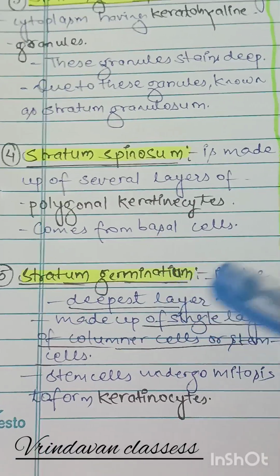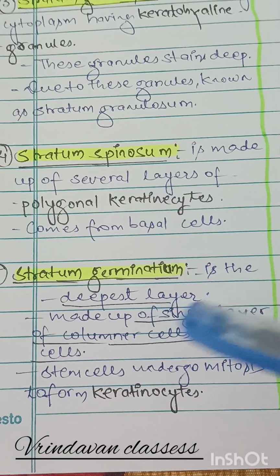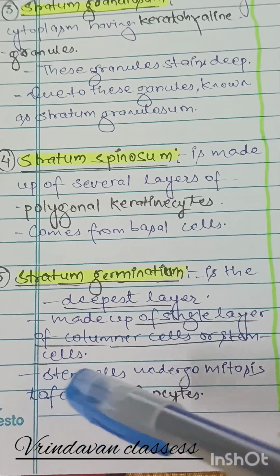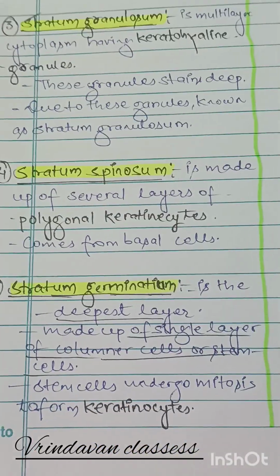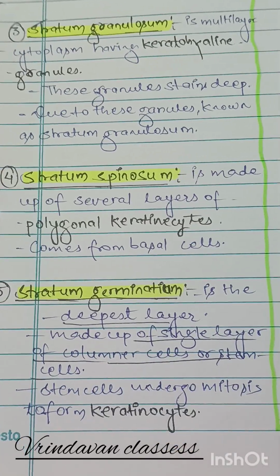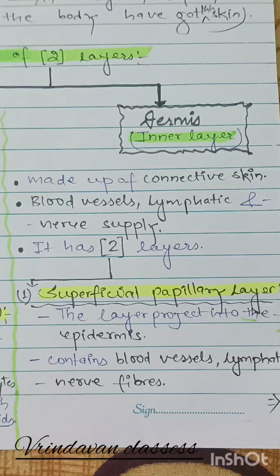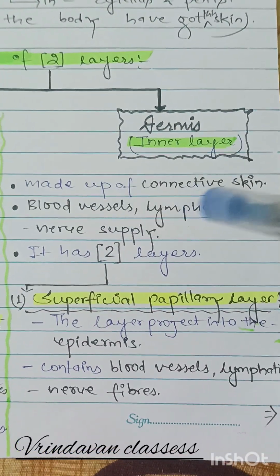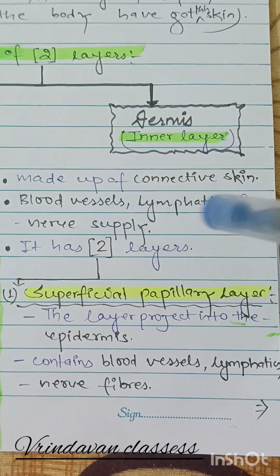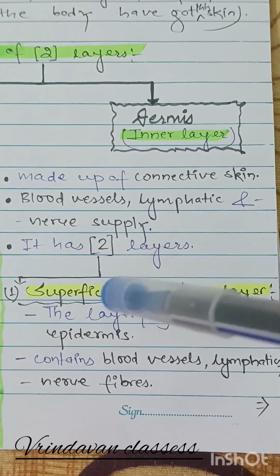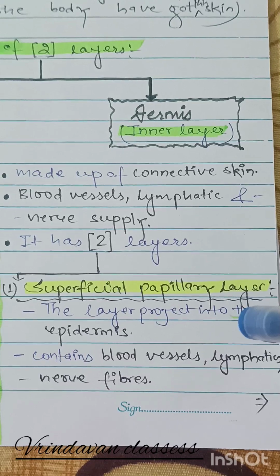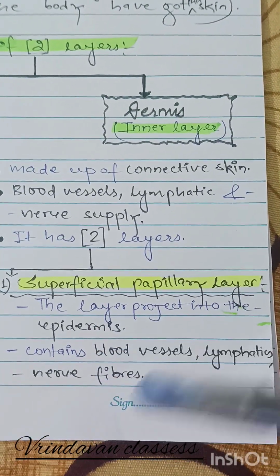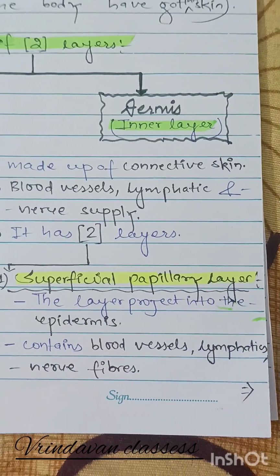The fifth one is the stratum germinativum, the deepest layer, which is made up of a single layer of columnar cells. We call them stem cells, and these stem cells undergo mitosis to form the keratinocytes. Now let us talk about the dermis, the inner layer, which is made up of connective tissue, blood vessels, lymphatics, and nerve supply. It has two layers: the superficial papillary layer, which projects into the epidermis. It contains blood vessels, lymphatics, and nerve fibers.